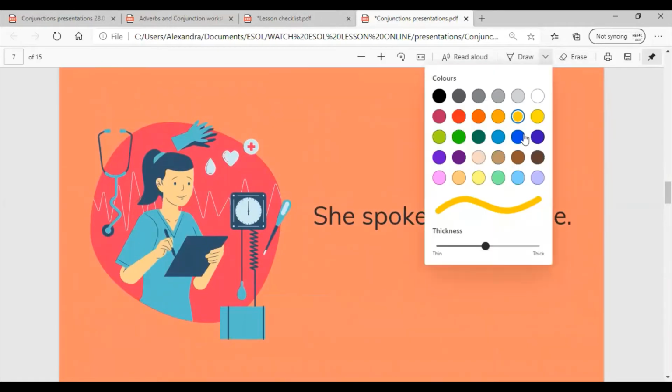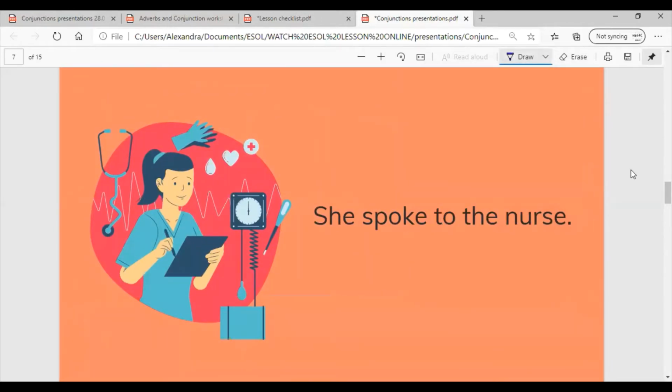We have, she spoke to the nurse. So we're looking for our nouns, which are the person, place or thing. We have she, which is a pronoun, which we'll look at properly in another lesson in the coming weeks, but for now we'll look at she and pronouns just as normal nouns. And nurse is our other noun in this sentence.